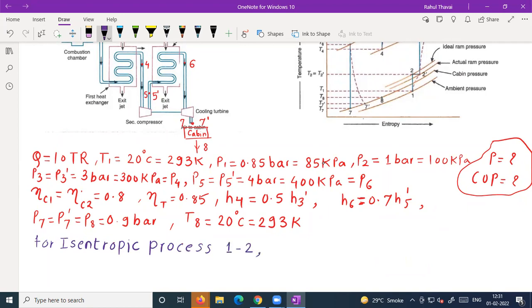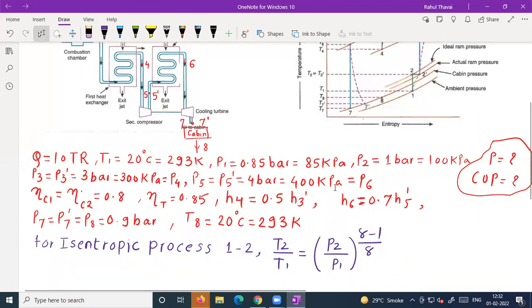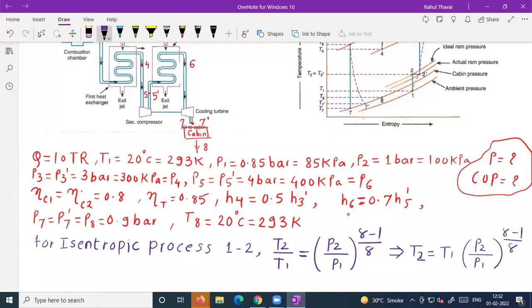So when the process is isentropic, you can write down the relationship between temperature and pressure as T2 by T1 is given by P2 by P1 raised to power gamma minus 1 by gamma, right? This sort of equation you can write down only when it is isentropic. Further, you can extend it: it is equal to V1 by V2 raised to power gamma minus 1. I will not write that down because it is not required now. So from this, I will calculate T2 as T1 into P2 by P1 raised to power gamma minus 1 by gamma, right?